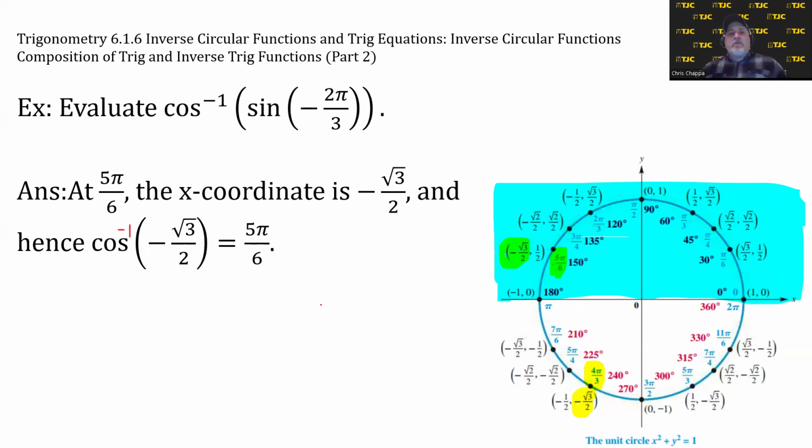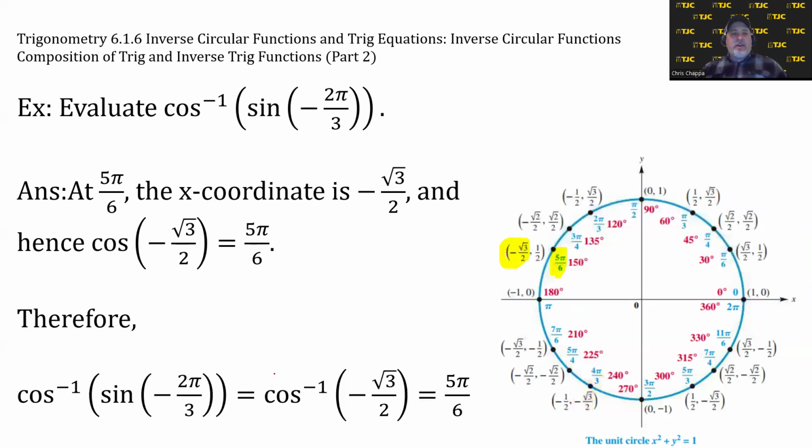And hence, cosine inverse of negative square root of 3 over 2 is 5 pi over 6. So if we put it all together, cosine inverse of sine of negative 2 pi thirds is the same as cosine inverse of negative square root of 3 over 2. We evaluate sine of negative 2 pi over 3. And then cosine inverse of that ended up being 5 pi over 6.